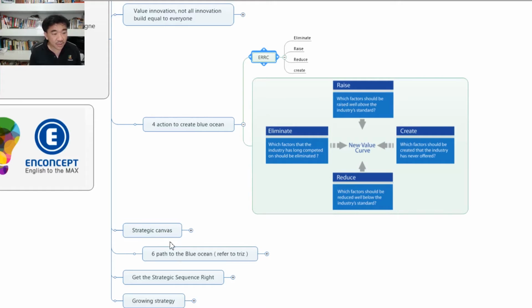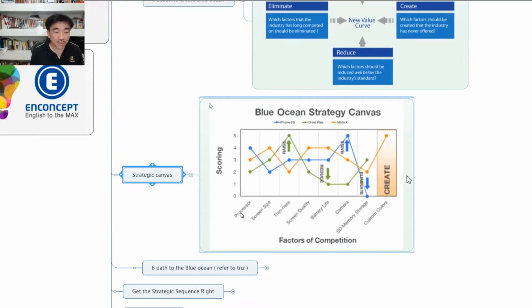This can be used together with another tool called the strategy canvas. The example here is the phone industry. As you know, in the phone industry there are many values that the phone manufacturers are trying to produce. For example, the processor, screen size, thinness, screen quality, battery life, camera, SD card, custom color, and how good each is as a value from 0 to 5.